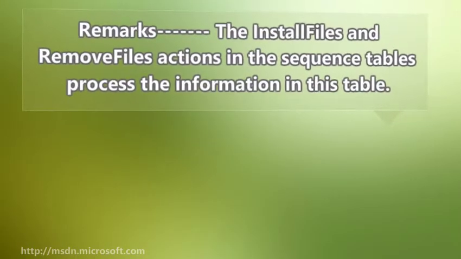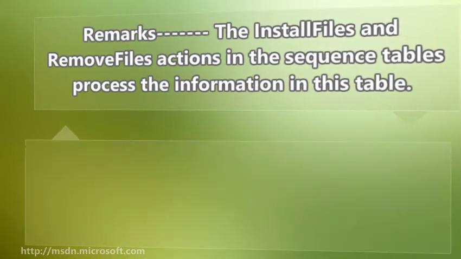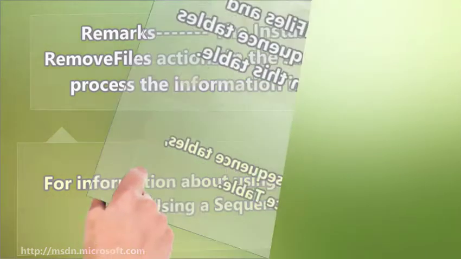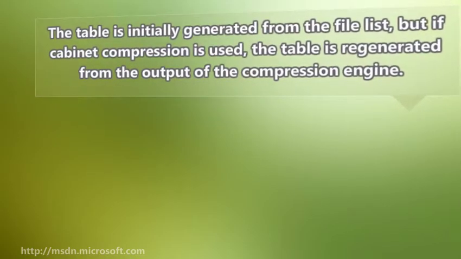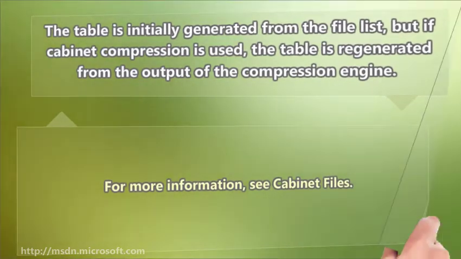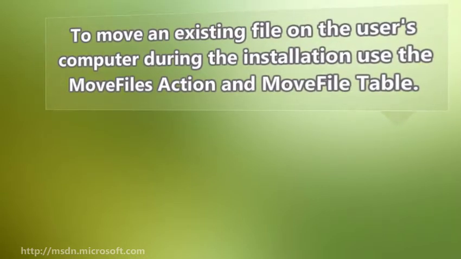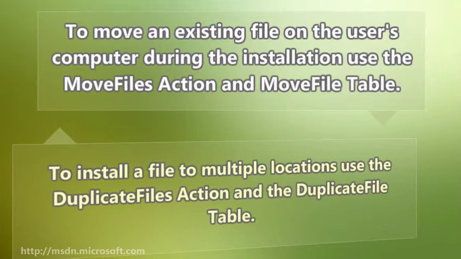Remarks: the InstallFiles and RemoveFiles actions in the sequence tables process the information in this table. For information about using sequence tables, see Using a Sequence Table. The table is initially generated from the file list, but if cabinet compression is used, the table is regenerated from the output of the compression engine. For more information, see Cabinet Files. To move an existing file on the user's computer during the installation, use the MoveFiles action and MoveFile table. To install a file to multiple locations, use the DuplicateFiles action and the DuplicateFile table.